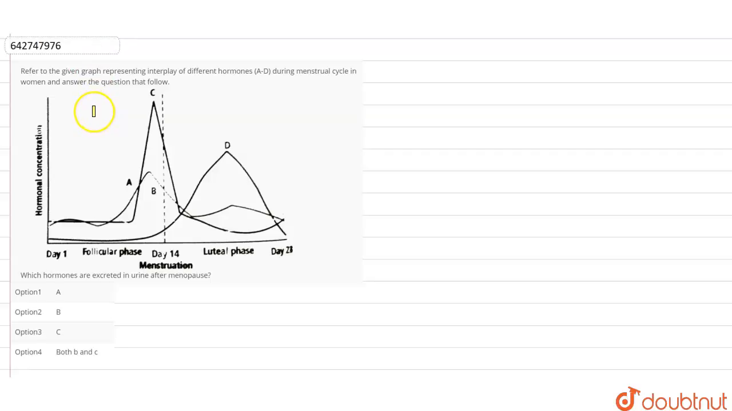In this question, we are asked to refer to the given graph representing the interplay of different hormones A to D during the menstrual cycle in women. We are supposed to answer the question that follows. So the question is: which hormones are excreted in urine after menopause?